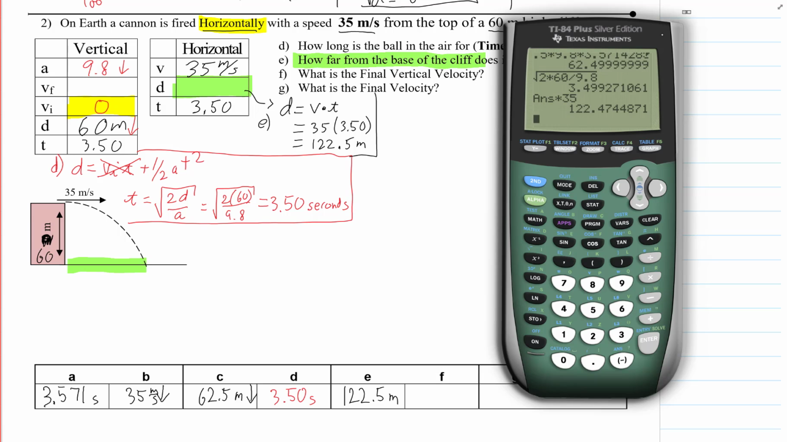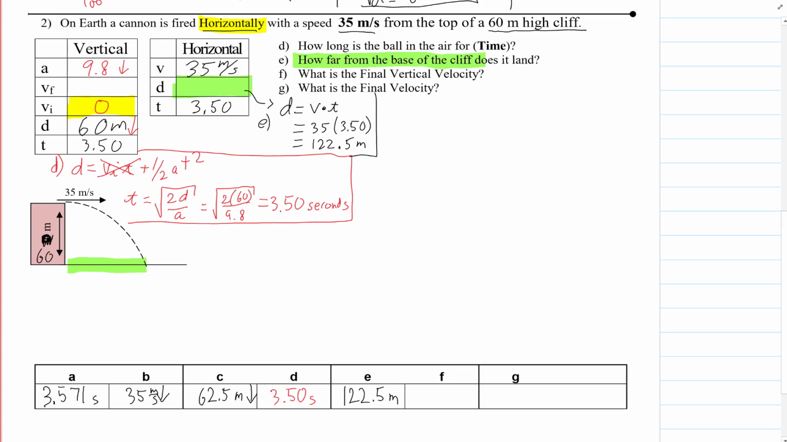And F, what is the final vertical velocity? Well, vertically, I'll go back to red. That's F. Some people want me to start with that one first, but we can go VF squared equals VI squared plus 2AD. And VI is 0. So VF is just going to equal the square root of 2AD, which is going to equal 2 times 9.8 times a distance of 60.